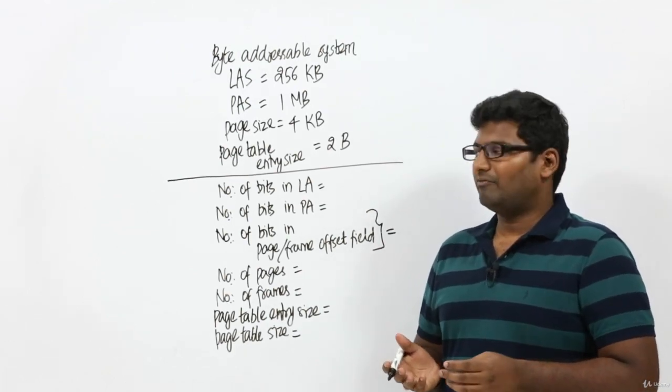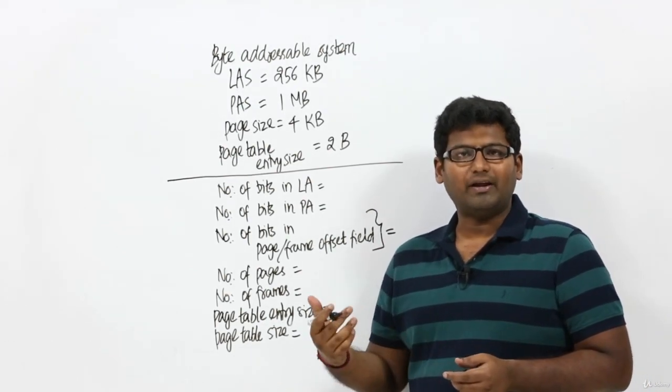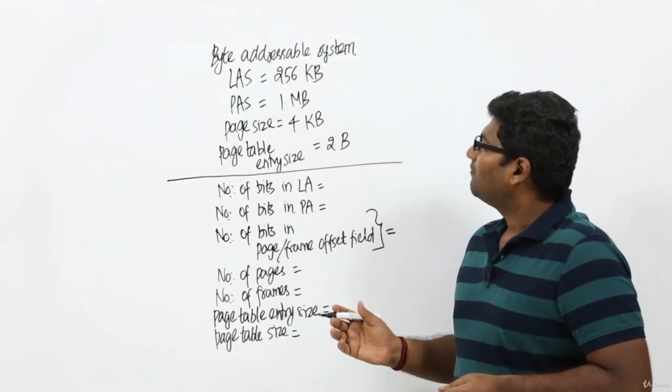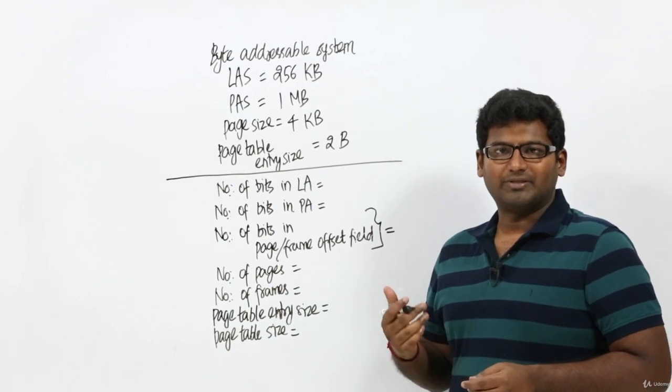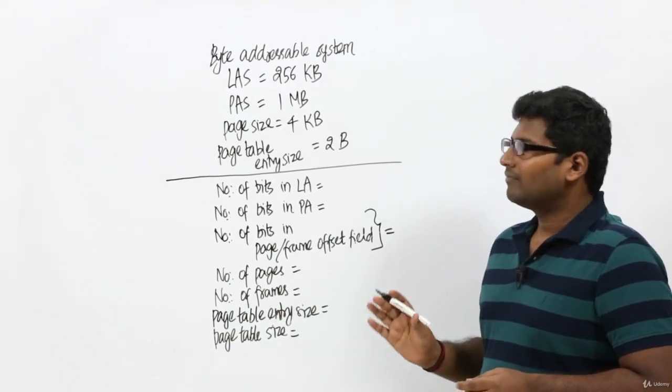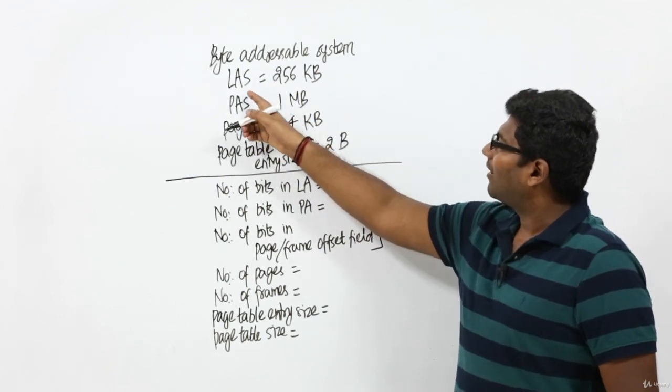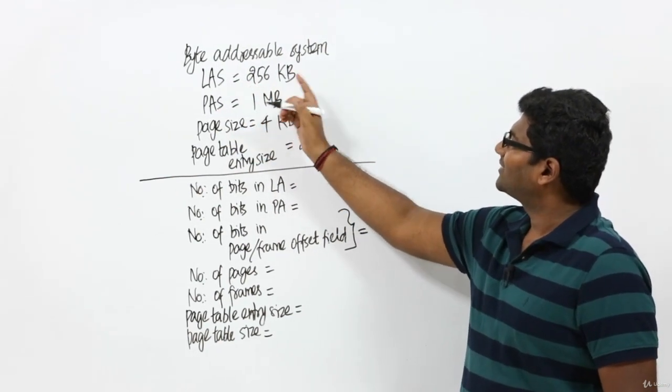Similarly, when we consider a process, every byte of a process will be given an address. We say that as the logical address. We have one more thing called a word addressable system, which we'll see a bit later. As of now, let's assume that it is a byte addressable system, and they have given that the logical address space is equal to 256 KB.